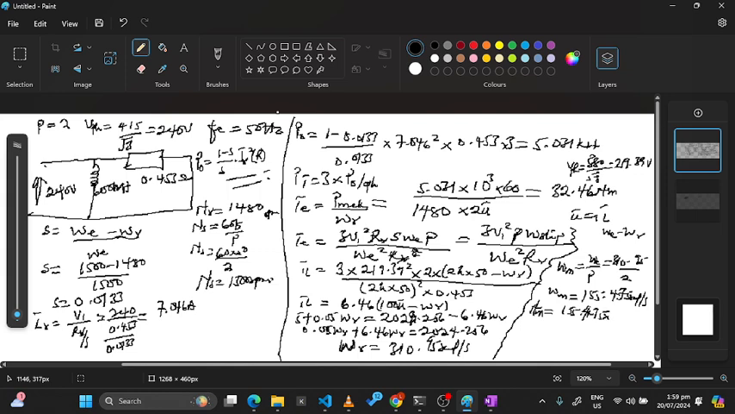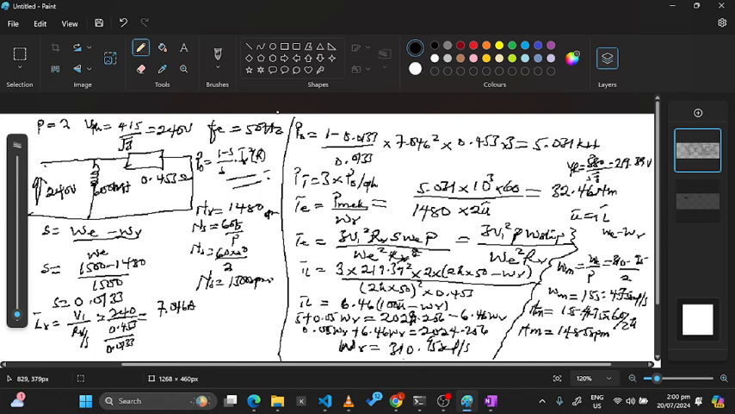This will be 155.475 times 60 over 2 pi. So this is going to give you the speed in revolutions per minute, which will be equal to 1485 rpm. Okay, so you have to find the speed and the torque. Now you just come and put this value over here.